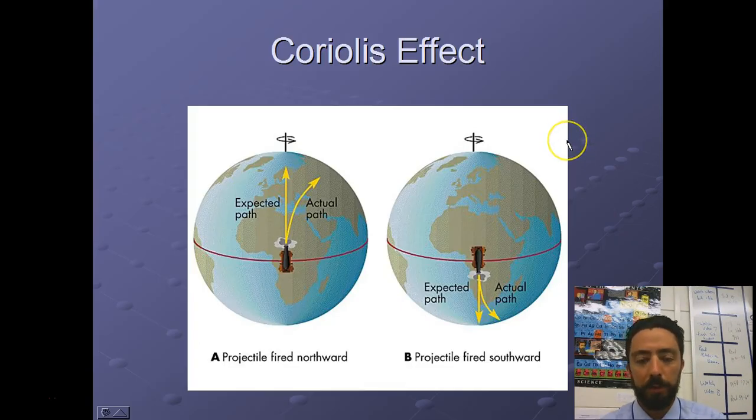The Coriolis effect simply means that the Earth can rotate underneath a projectile, or it could rotate underneath air molecules or water molecules. So the Coriolis effect plays an effect in how water currents move in the ocean and how air currents move on land.